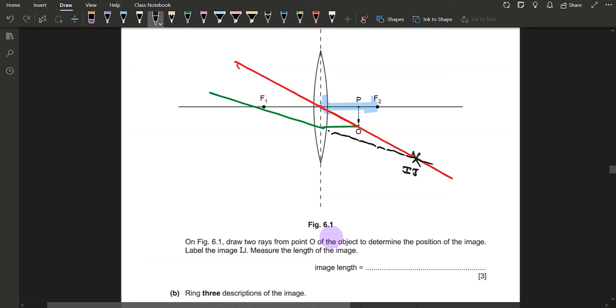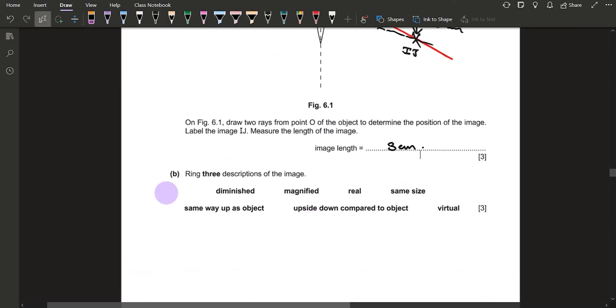And if you find out the length of this, it's going to be around 3 centimeter. So we can just write here 3 centimeter, and it's going to be our answer. Part B says, ring three descriptions of the image.